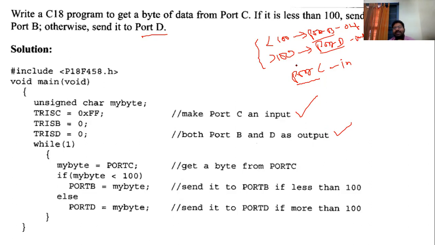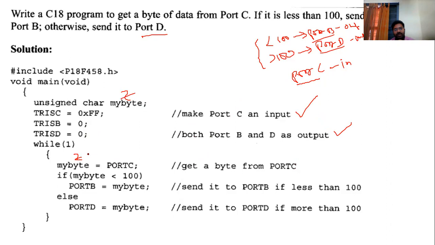So what is the condition here? This is the condition. If less than that value, port B; more than that value, port D. Less than 100, send the information to port B. Greater than 100, send the information to port D. See this. Some character Z I can take. So Z equals port C, receiving the information from port C.